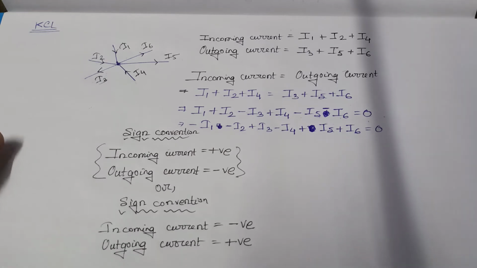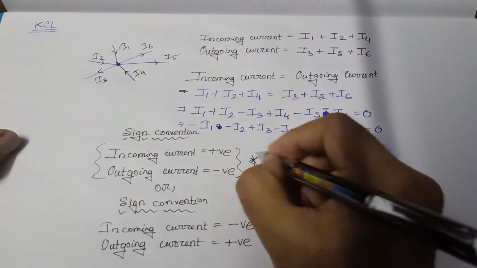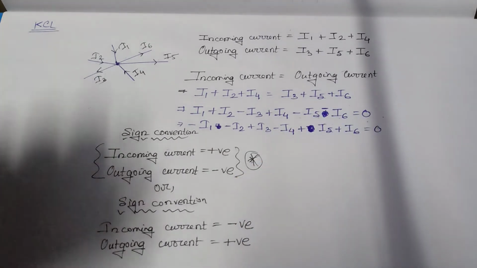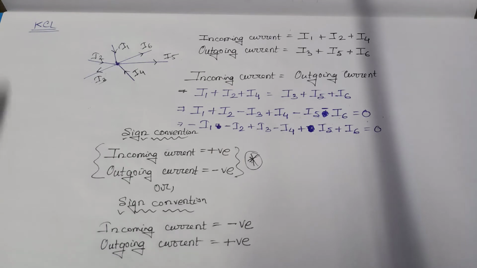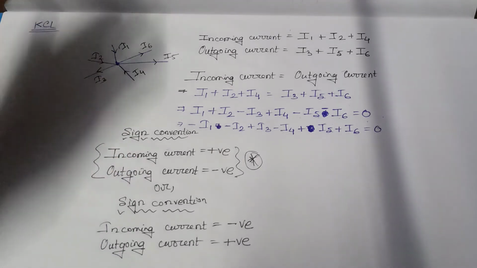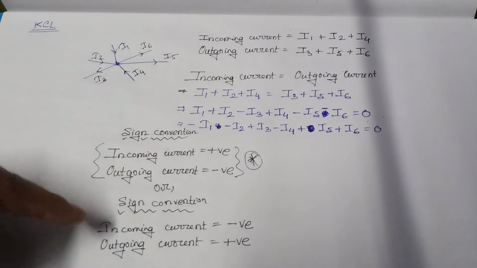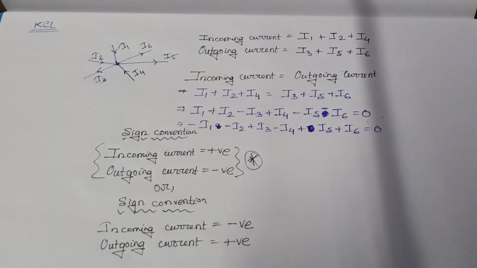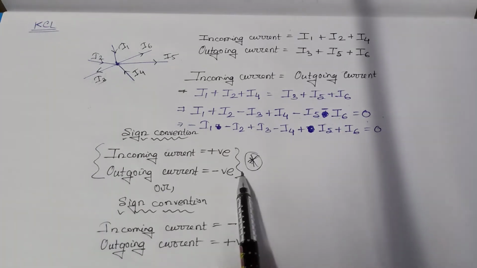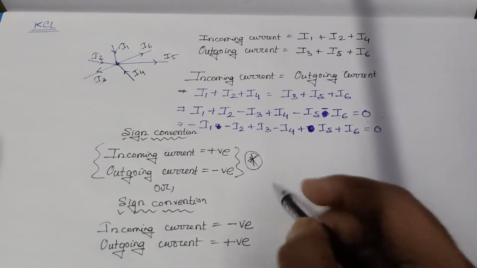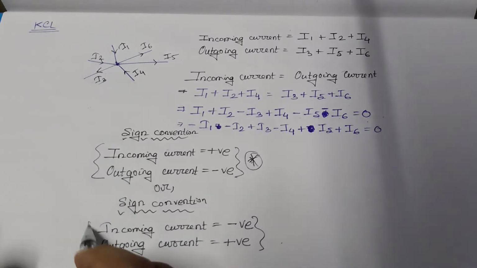So it depends on you, which convention you will consider, but in my case I prefer this. I don't know why, but I think it's easy to understand, because incoming current means currents are increasing, so it is positive, and outgoing currents means the currents are decreasing, that is why it is negative. I have considered this one, but again I am saying this is not a universal truth. You can consider the other also. So it is up to you, so don't be tensed.